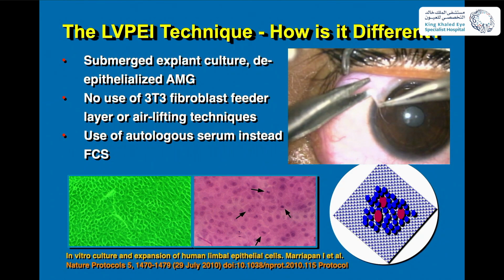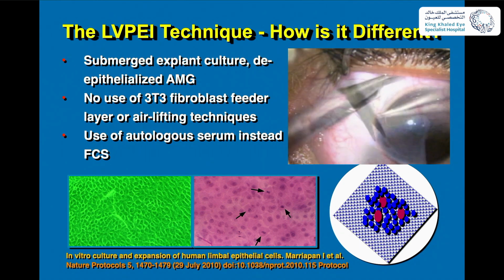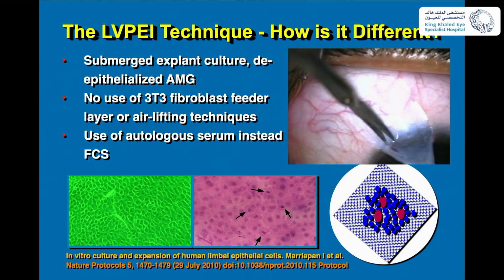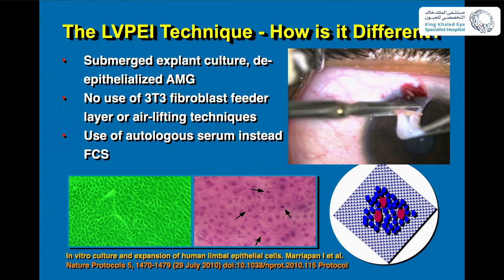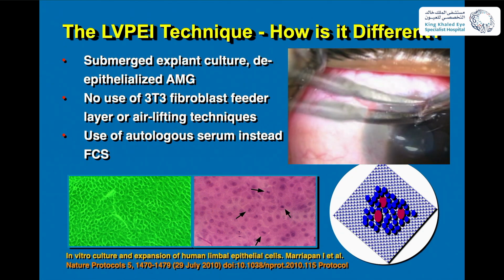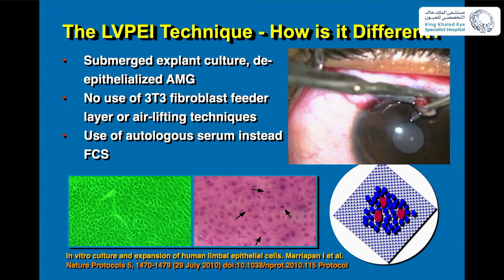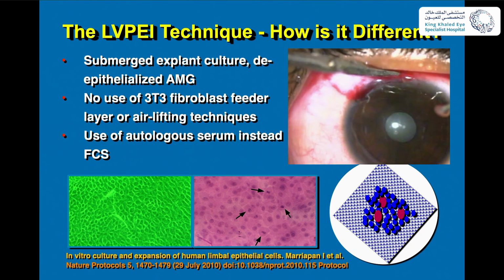So what we have developed, the technique of LVP, in 2001, we started growing the cells in the stem cell lab. This is how we take the limbal biopsy, and we never used any xenogenic material, like no use of 3T3 fibroblast or fetal calf serum. We use autologous serum to grow the cells on a de-epithelialized amniotic membrane, grow for 2 weeks, and then use it. And this our protocol has been published in Nature Protocols in 2010.